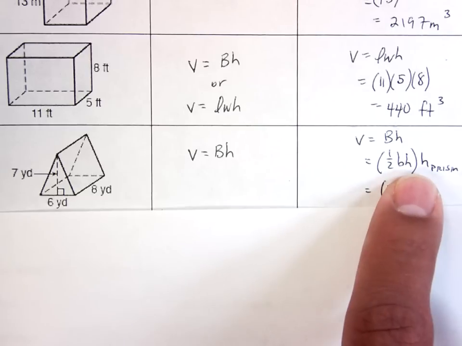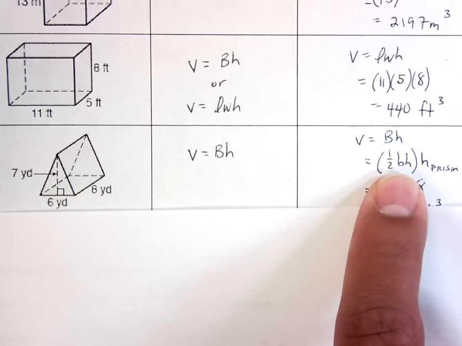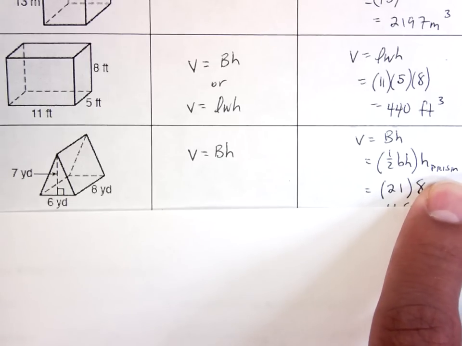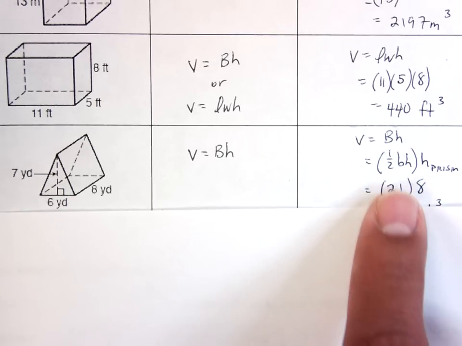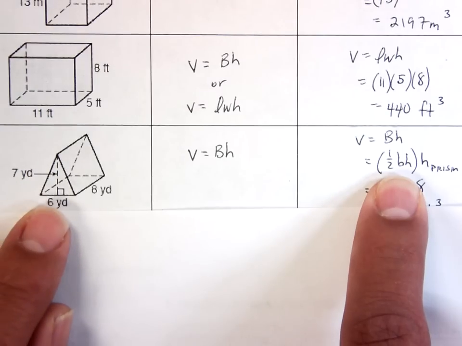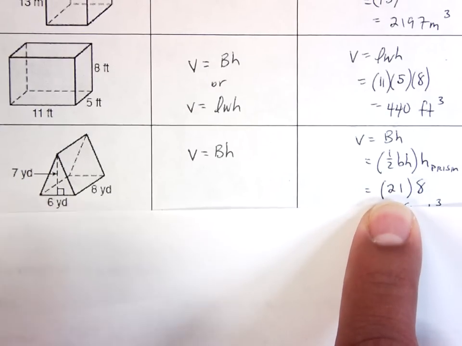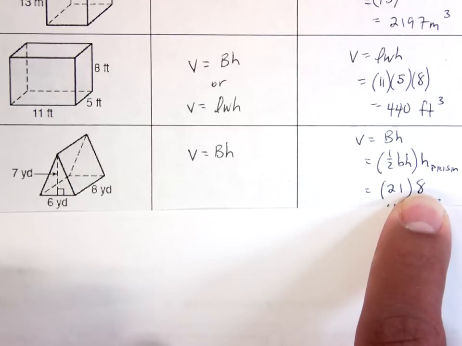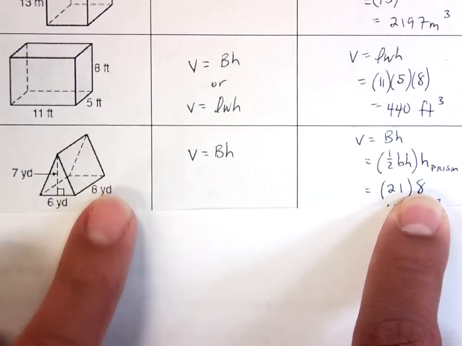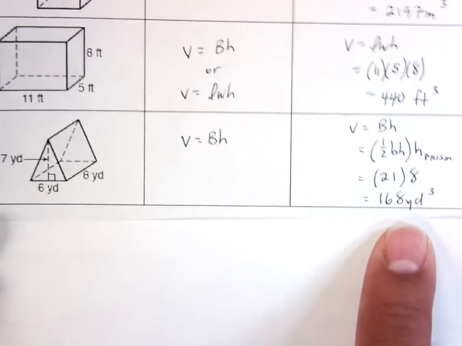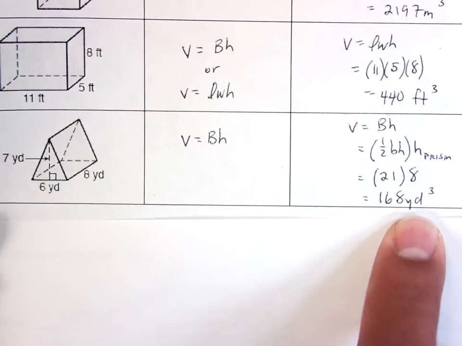That's why I wrote H prism, so we didn't confuse the height of the triangle with the height of the prism. So if I use my numbers, base times height, 7 times 6 is 42. 42 times 1/2 is 21. And then the height of the prism, again, is how far it is from one base to the other, which in this case is 8 yards. So I have 21 times 8, and so my volume is 168 yards, and again, cubed.